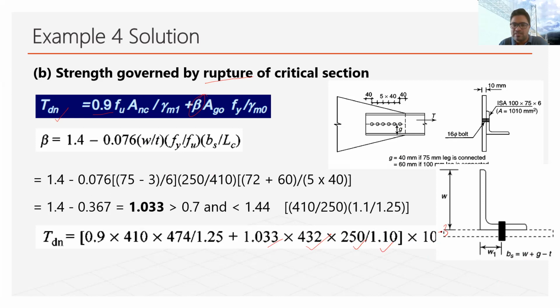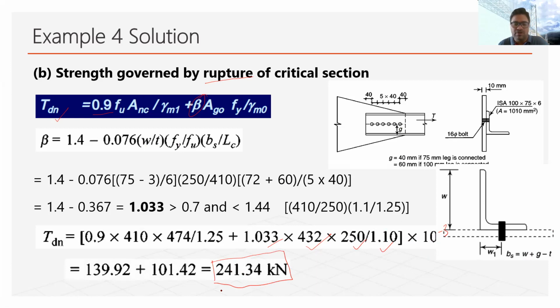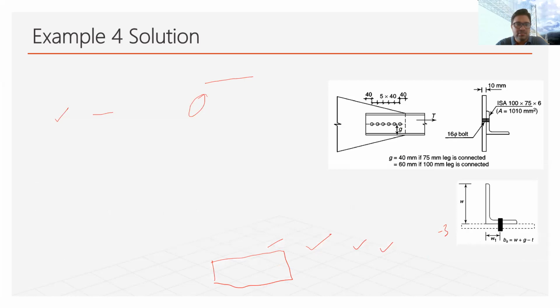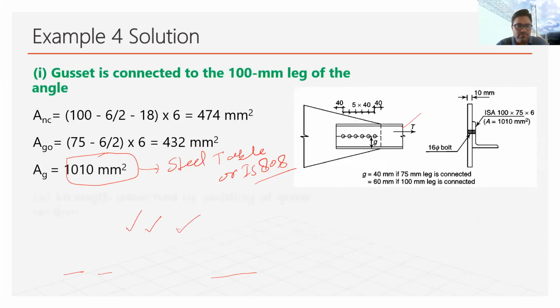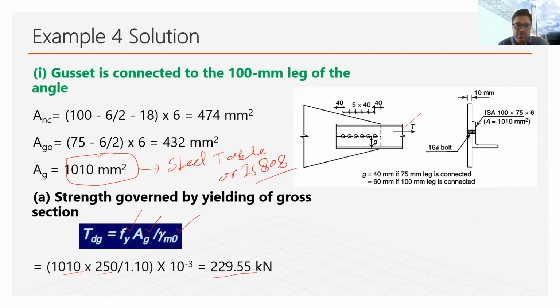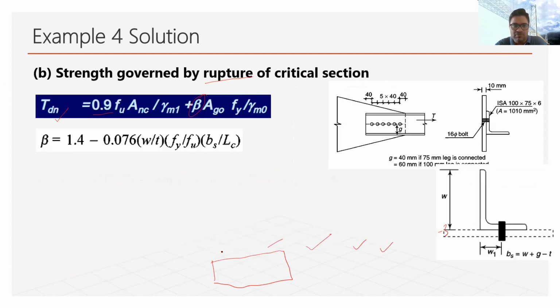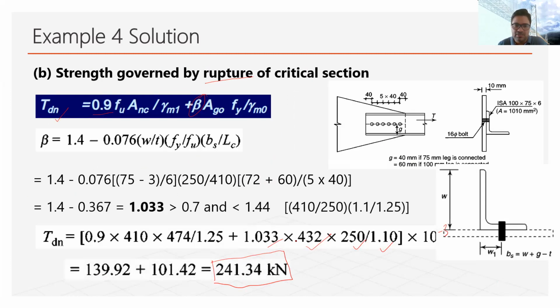I have multiplied by 10 raised to power minus 3 so that I get the value in kilonewton. So the TDN value comes out after the calculation as 241.34. So now you can see in the TDG, the value was 229, and for TDN it is 241. So now we have calculated two strengths.